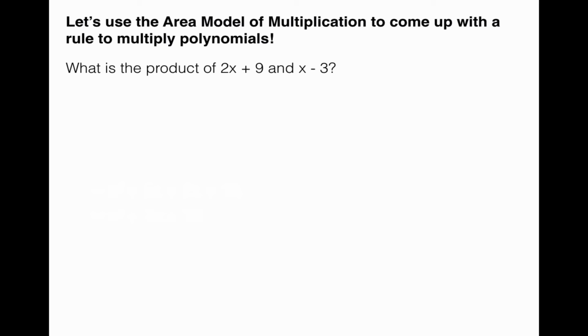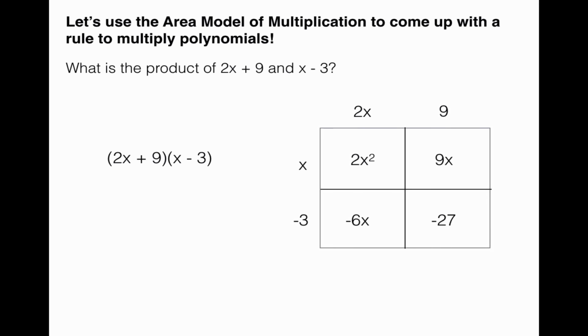All right, let's see how you did. So we're doing 2x plus 9 times x minus 3, or x and negative 3. All right, so this is what you should have done. 2x and 9, x and negative 3. Find the area of each little subdivision of the rectangle and add them all up. And their sum is 2x squared plus 3x minus 27.